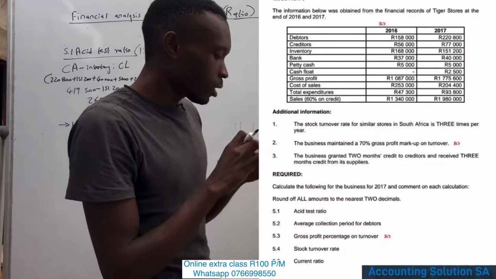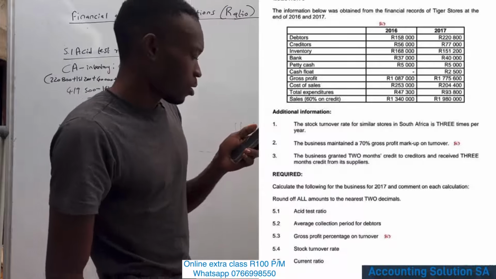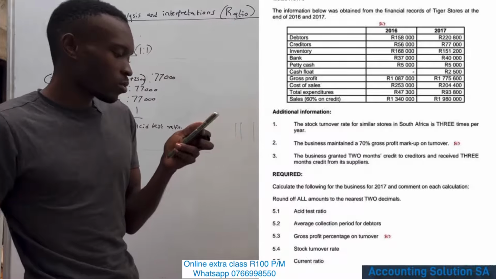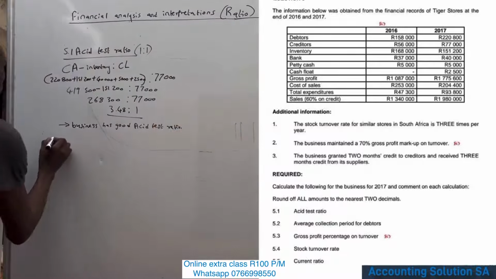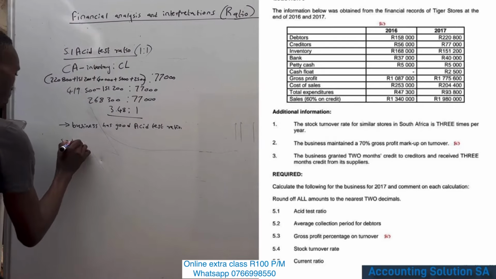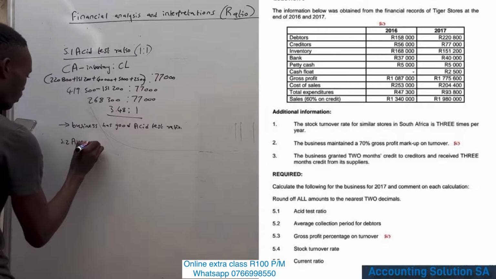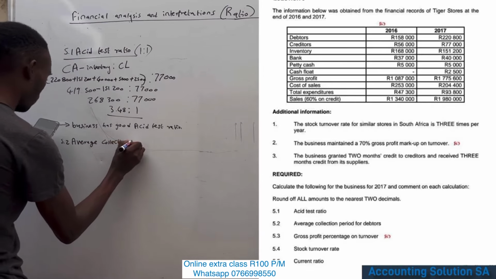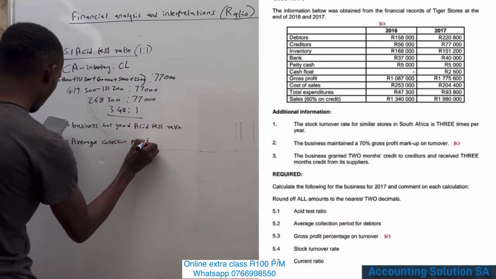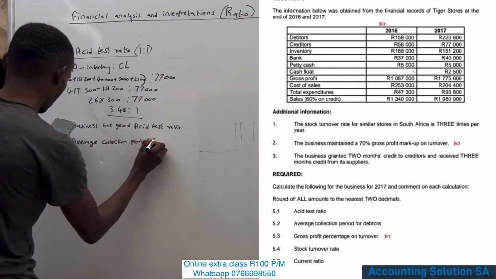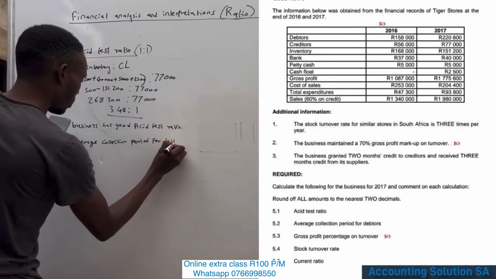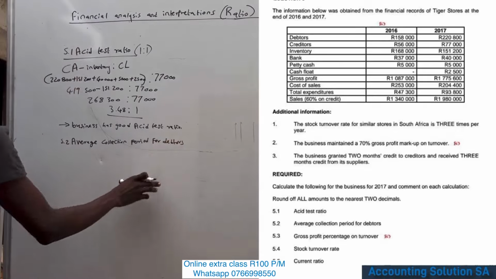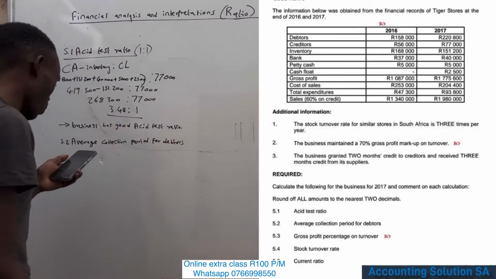Okay, then the next one, they said that we have to calculate the average collection period for debtors. Okay, 5.2, average collection period for debtors. Okay, we also have it for creditors, but we are going to do it for debtors.